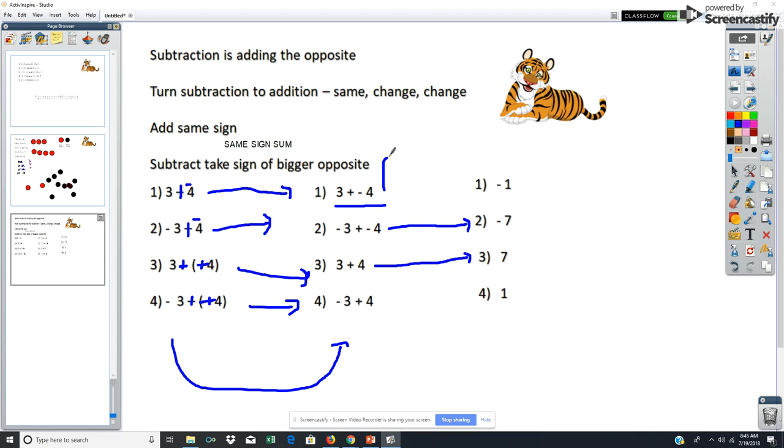Positive and a negative. 4 minus 3 is 1. The bigger number is negative, so the answer is a negative 1. Opposite signs, a negative 3 and a positive 4. Subtract, 4 minus 3 is 1. Take the sign of the bigger number, positive 1. So that's another way to take a look at integers.